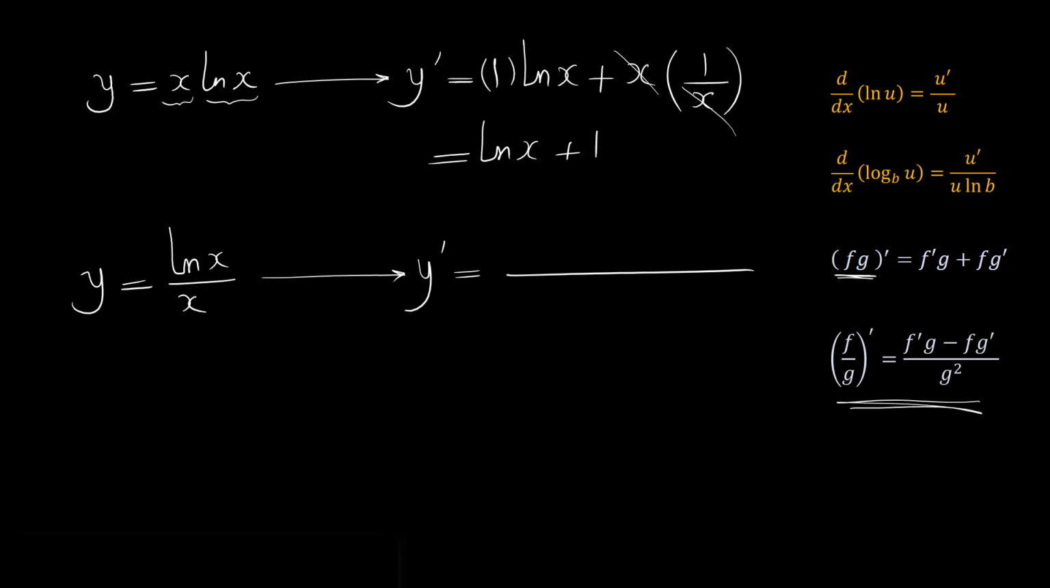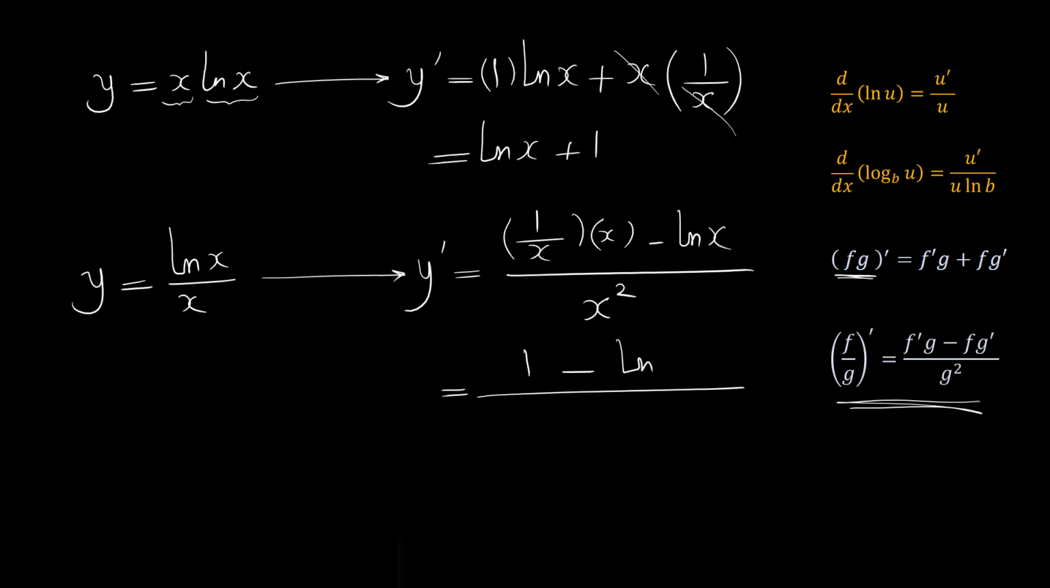ln of x is the top function, and first we have to take derivative of top function. Derivative of ln of x is 1 over x times by g, which is x, minus, write the top function itself, ln of x times by g prime, which means derivative of the bottom function, but derivative of x is 1, and you don't need to multiply ln of x by 1, all over the bottom function, which is x squared. If you simplify numerator, 1 over x times x is 1 minus ln of x all over x squared.